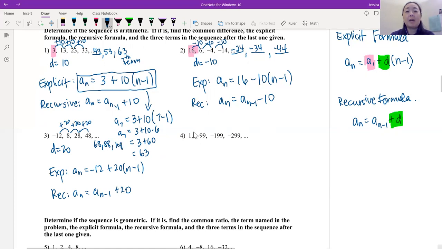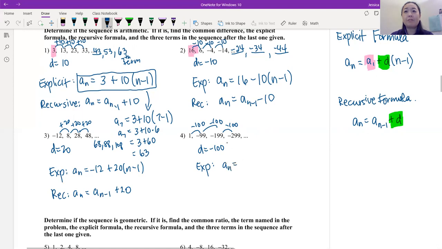And here we have, looks like we're getting much lower, subtracting by 100, right? So when I'm subtracting 100, our D is going to be common difference, -100, all right? And then our explicit, do you see how it's the exact same thing over and over again? It does not change.